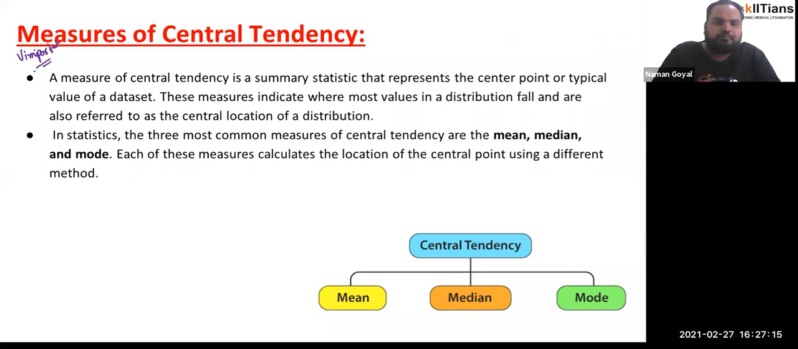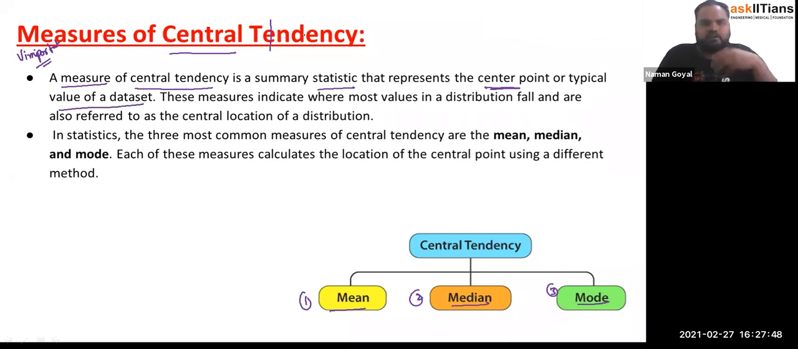Okay, for your exam point of view, measures of central tendency. Okay, measure of central tendency, as I told you, is divided in three parts. First is mean, second is median, third is what? Mode. So we are going to learn about all these parts in this lecture. Okay, so what is the meaning of measure of central tendency? A measure of central tendency is a summary statistic that represents the center point or typical value of the data set. Okay, so basically we have a data. So the central tendency is what? The center point, or we can say the typical value of the data set.